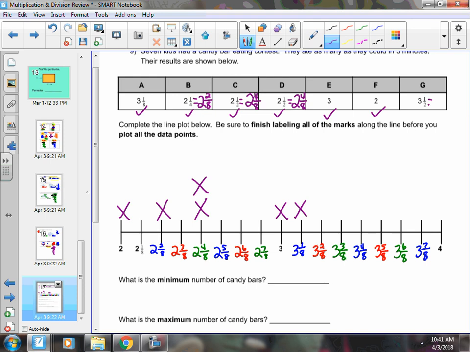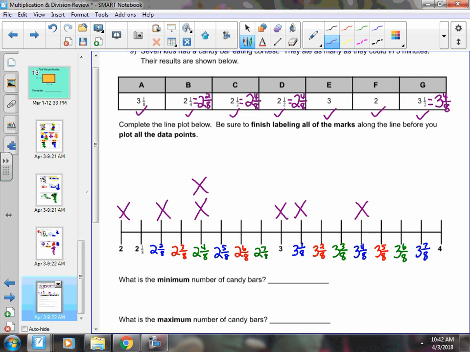If I quadruple the numerator and quadruple the denominator, I know that 3 1/2 is the same thing as 3 4/8. So now I know I put it in the right spot. A lot of kids would put 3.5. They saw the 1, and they'd put it at 3 1/8. 3.5 is not 3 1/8. 3.5 is the same as 3 4/8. So making all of the denominators the same will make it easier to put on the line plot.